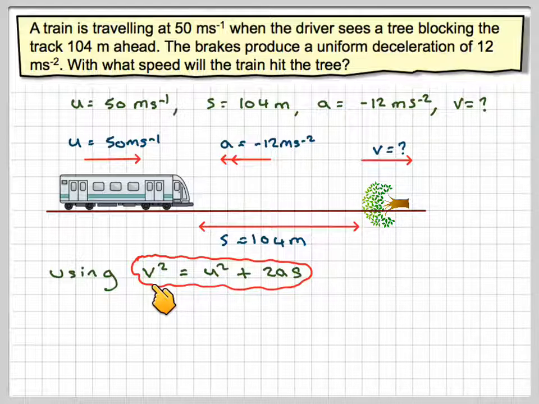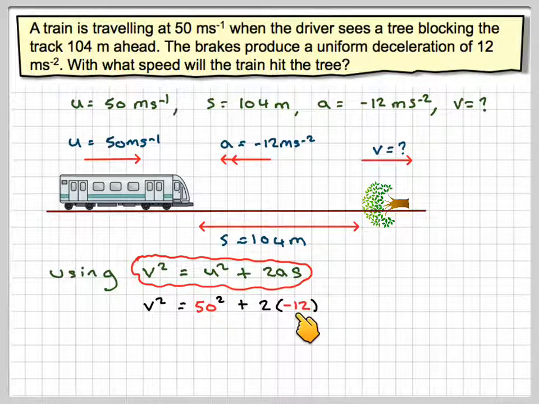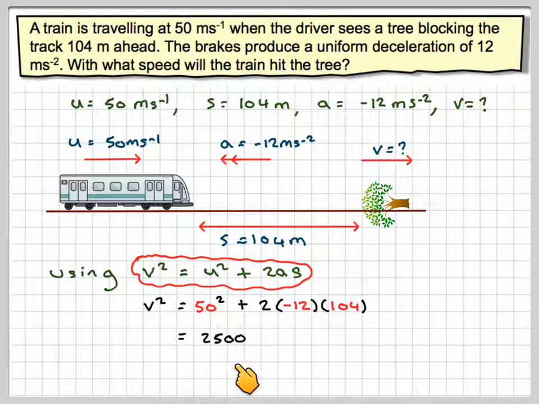So using v squared is equal to u squared plus 2as, we've got to calculate v, but remember these are v squared and u squared. So v squared will be equal to u squared, which is 50 squared. Now the most common mistake made is people forget to square these using this formula. Plus 2 times my acceleration, which is minus 12, because it's acting in the opposite direction, times my displacement, which is 104.